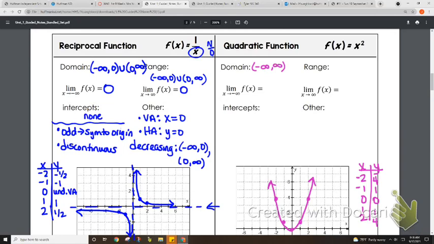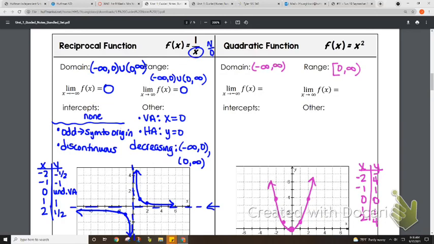My range, does it keep going down? It does not. Does it keep going up? It does. So my range is going to start at that lowest y value. Well, my lowest y value is right here at the vertex, which is when y is 0, and it's going to go up to infinity. All right, but the 0 is included. It's not an open circle, so therefore we put a bracket there.